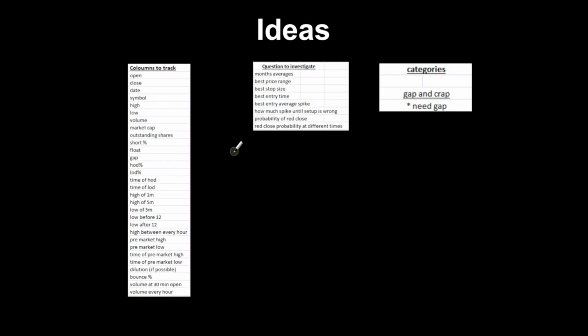So I'm basically just going to show you ideas and examples. I think that's the best way to show you what to track, because at the end of the day, it is a bit subjective depending on what your setup is. There's great baseline things you should always track. I think I've mentioned in other videos as well: open, close, date, the symbol, high, low, volume, market cap, outstanding shares, short percentage, float. All those are very basic good ones to track.